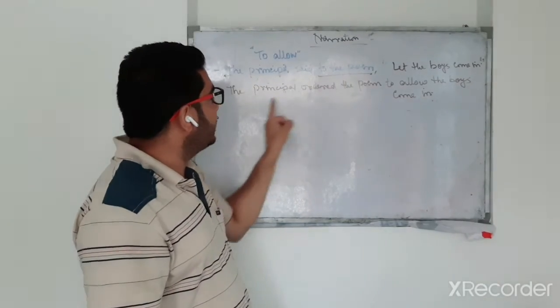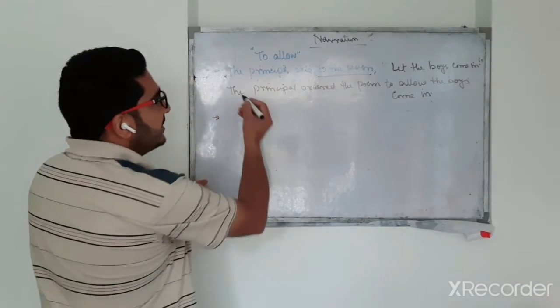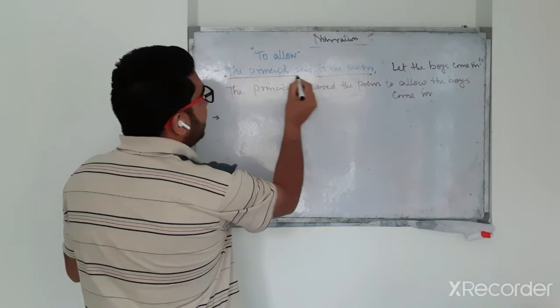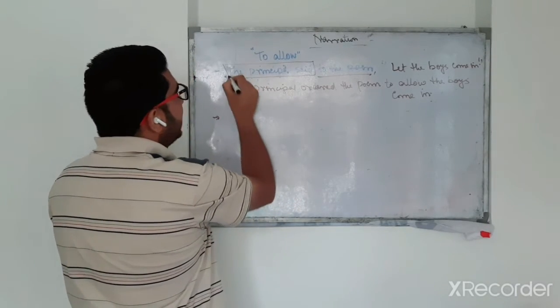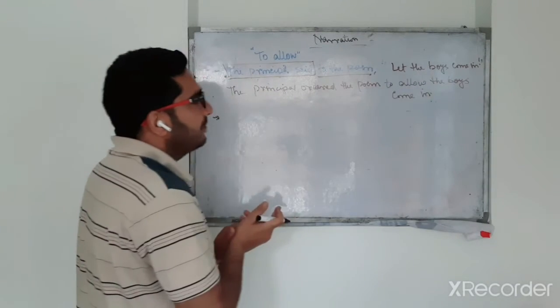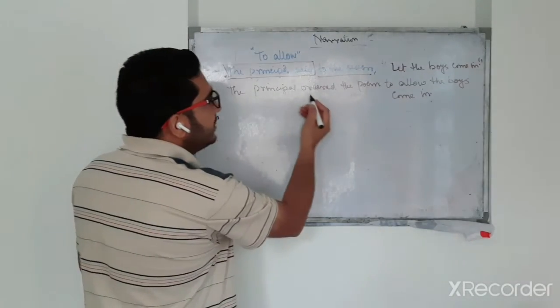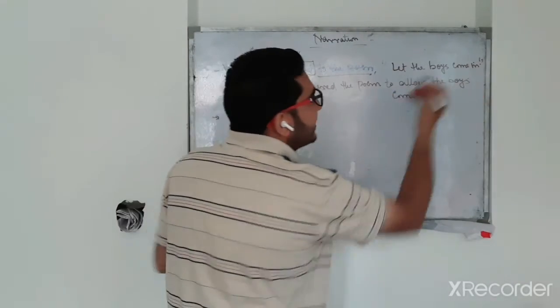When there is no object, we can write, for example, if this sentence would have been like this, the principal said only this: The principal said, "Let the boys come in." We shall write, the principal allowed the boys to come in.